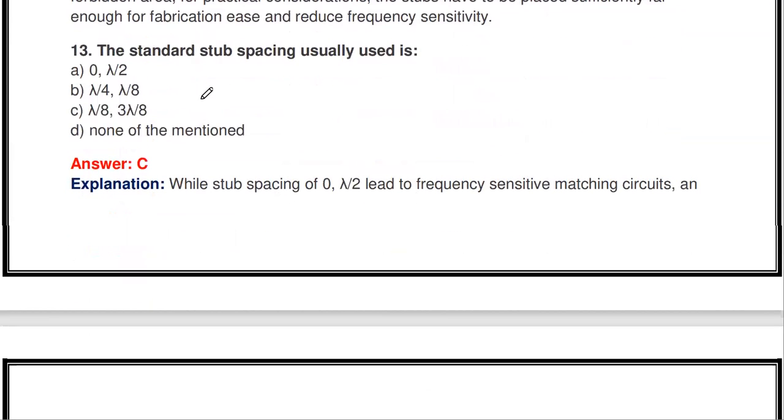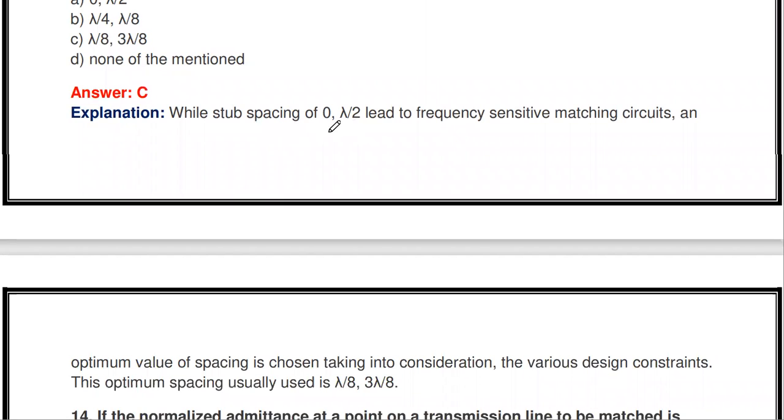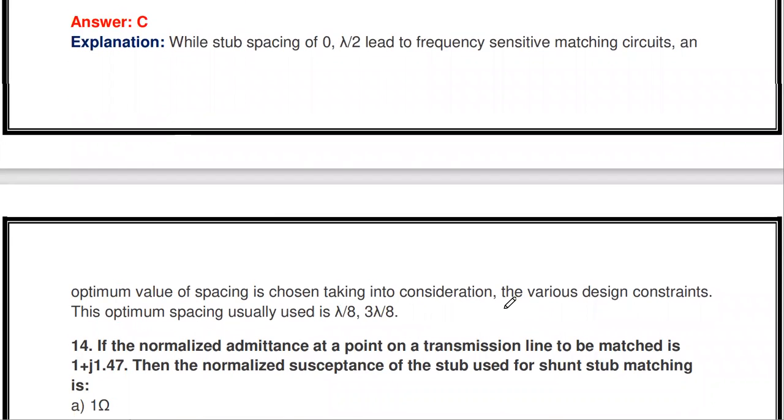Then the next one: the standard stub spacing usually used is dash. 0, lambda by 2, lambda by 4, lambda by 8, 3 lambda by 8, or none of the mentioned. The standard stub spacing of 0 or lambda by 2 leads to a frequency sensitive matching circuit. So the optimum value of the spacing is chosen taking into consideration the various design constraints.